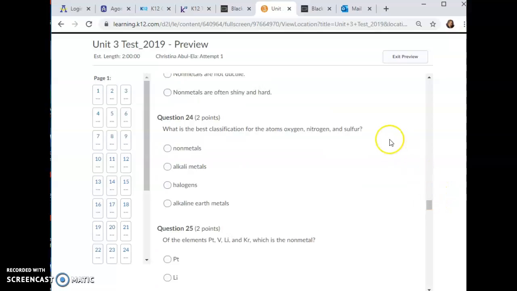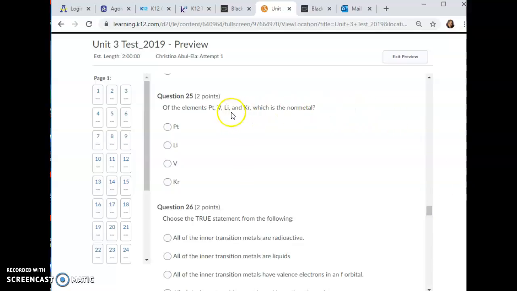Question 24. What is the best classification for the atoms oxygen, nitrogen, and sulfur? Are they all nonmetals, alkali metals, halogens, or alkaline earth metals? Question 25. Of the elements platinum, vanadium, lithium, and krypton, which is the nonmetal? Platinum, lithium, vanadium, krypton.